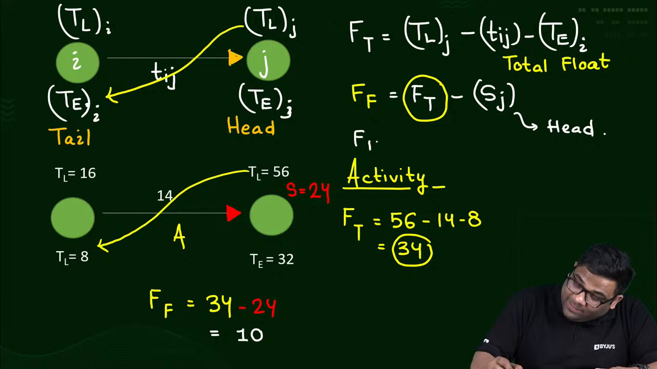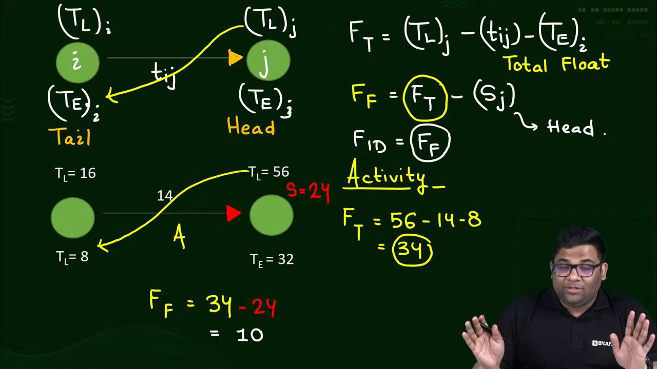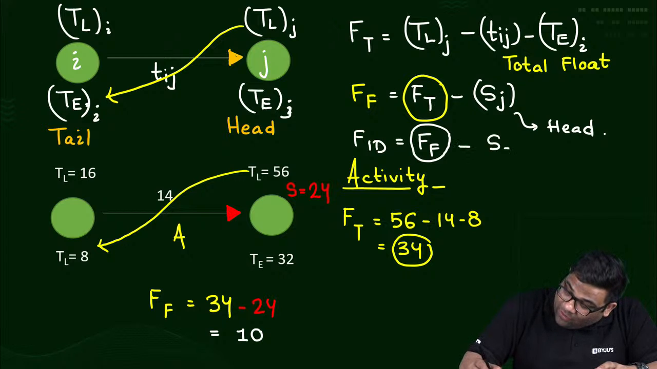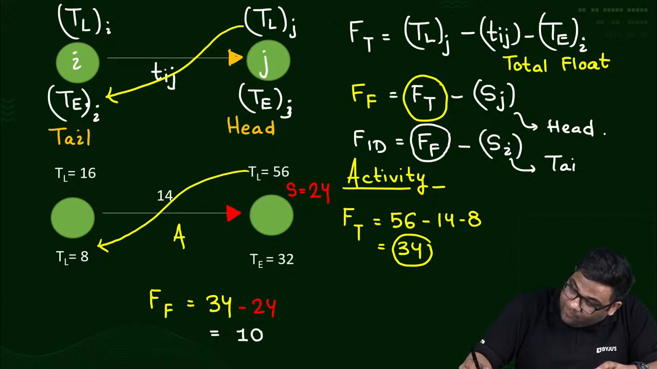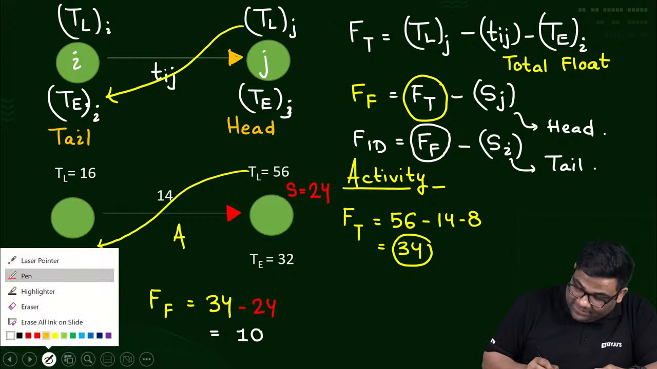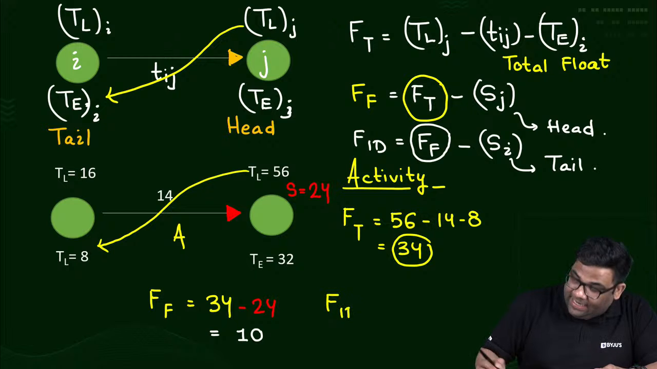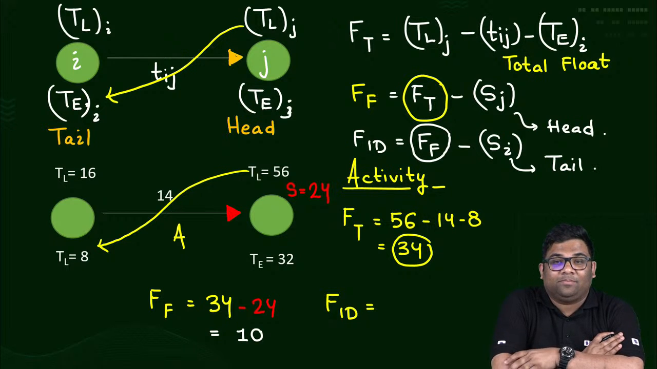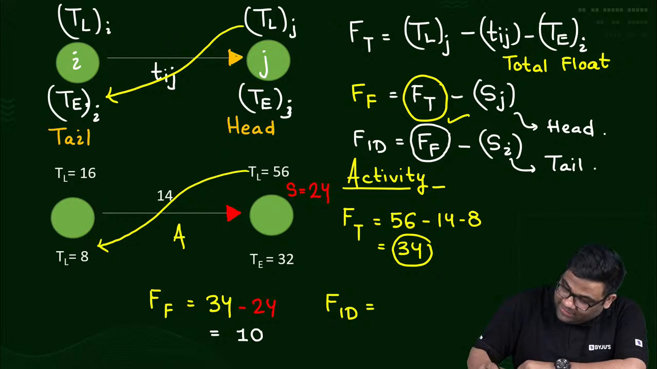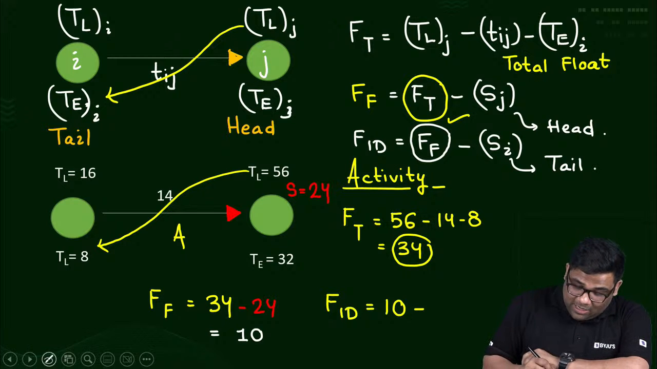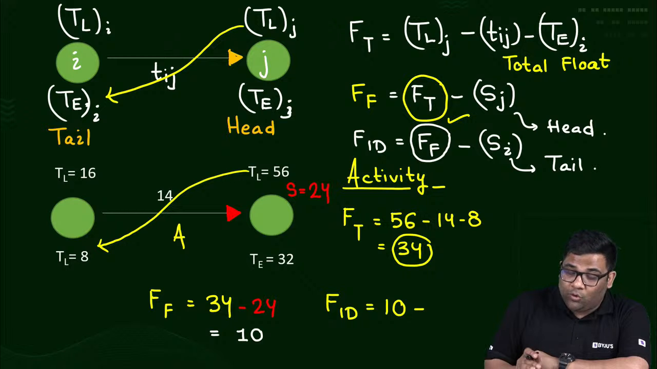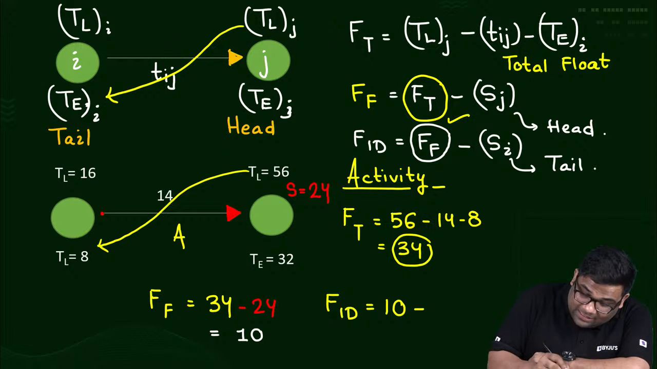Now, what is the independent float? That is very easy. Independent float will be free float. Once you find out the free float, subtract the slack of the tail node. Now tell me what is the independent float of this particular activity A? 2, na? Yes. How? The free float is 10, we already got that. Now the slack of the tail node: TL minus TE, that is 8. So subtract 8.